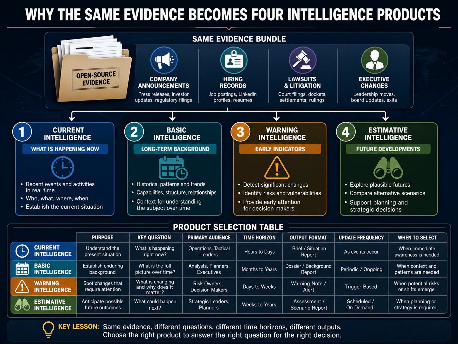The same company announcement, hiring decline, lawsuit record, and executive change can become a one-page current brief, part of a long-term company dossier, an early warning product, or a 6-month risk assessment. The evidence has not changed. The reader's question has. So this is not a vocabulary lesson about 4 labels. We are going to learn how to recognize which product a real requirement needs, and how that choice changes your evidence, wording, and update rules.